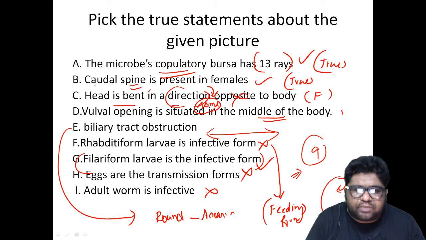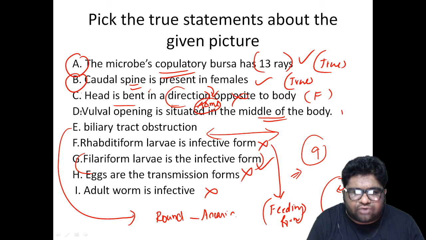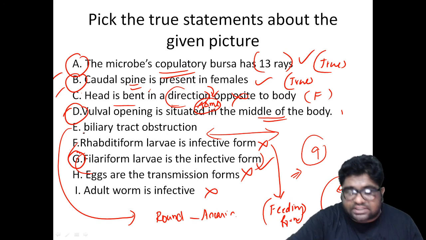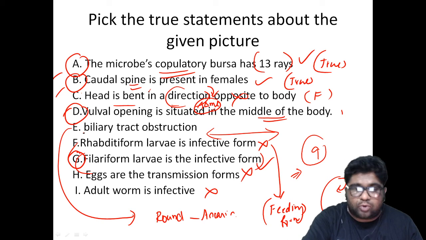So what are the true statements here? I'll mark it here. A is true, B is true, C is false, D is true, E is false, F is false, G is true. So we have A, B, D, G. If at all you have given me an answer of A, B, D, G, you will be an amazing student. You are going to be successful in all the exams. And for those people who came very close, if you work a bit more, you will definitely be able to crack the PGI Chandigarh this year.